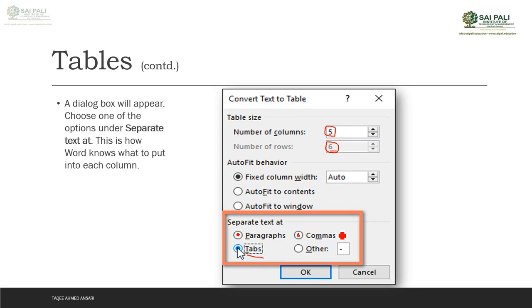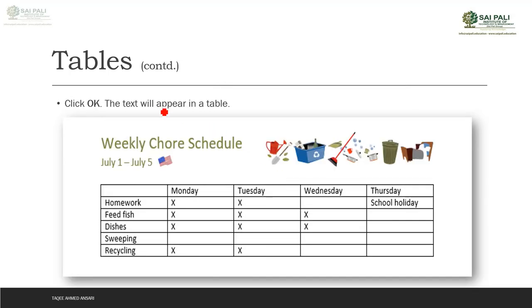Now in my document it is tab. This tab is separating the document. So I will click Tab and then press OK. So you select what you want, like Tab, and then click OK. The text will appear in a table like this.